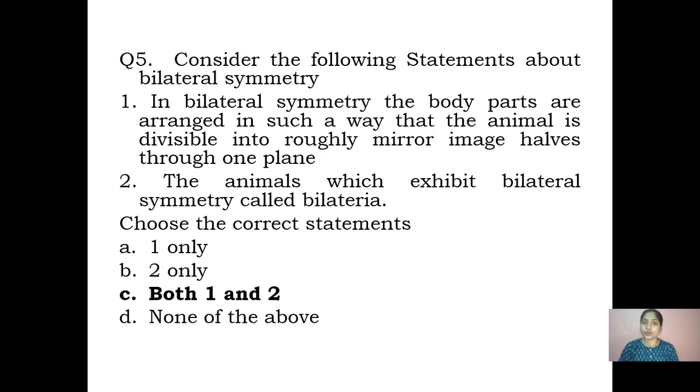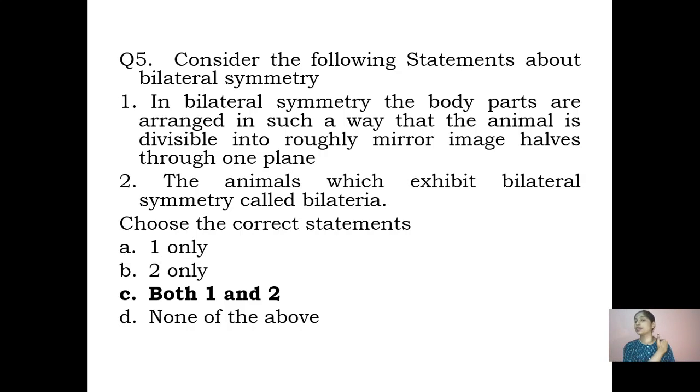And moving on to the last question, consider the following statements about bilateral symmetry. So we have two statements and we have to choose the correct statement. In bilateral symmetry, the body parts are arranged in such a way that the animal is divisible into roughly mirror image halves through one plane. So only through one plane it can divide into two equal halves. Yes, say for example, human beings. When cut across only one plane, we are getting two equal halves.